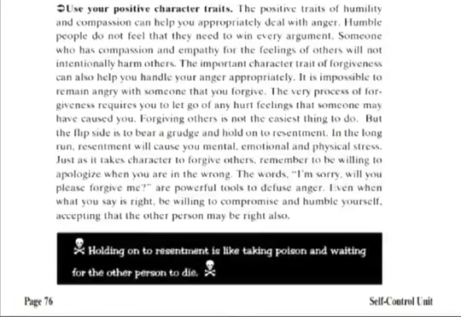Even when what you say is right, be willing to compromise and humble yourself. Accept that the other person might be right also. And notice here, this was a note we put out. It says, "Holding on to resentment is like taking poison and waiting for the other person to die." And it kind of shows what goes on in a situation.